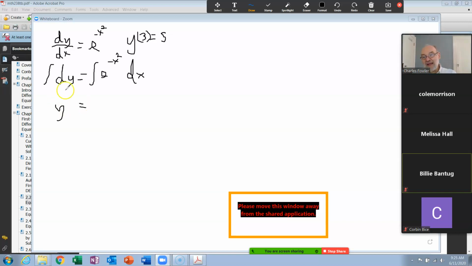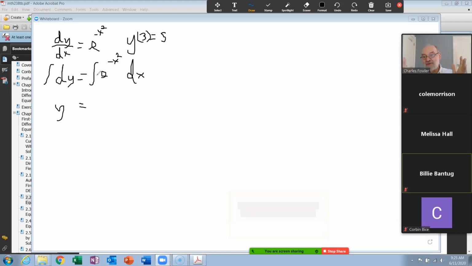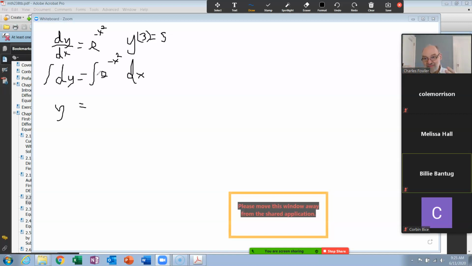That is not one that we can do. If there had been an x in front of it, no problem. Integration by parts would have worked fine. But there is no x there. So this is a non-elementary integral. You can't do the integration. You leave it in this form.